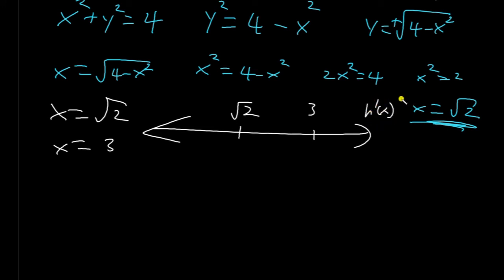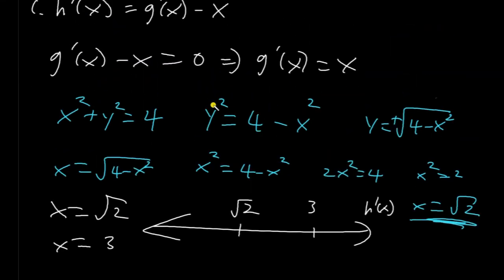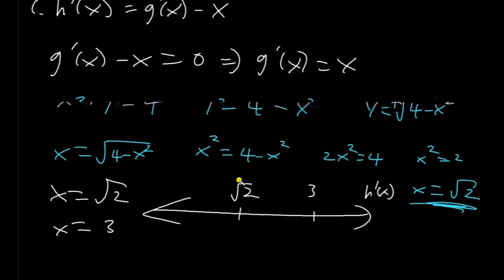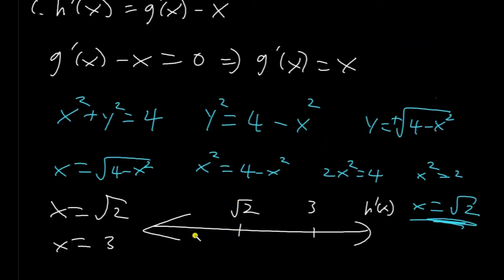And I'm going to plug in different numbers: one that's less than square root of 2, one that's in between square root of 2 and 3, one that's greater. I'm going to plug it into h prime of x, and I'm going to check the sign. That'll tell me what the sign is of h prime of x at that particular point. Okay, so if I plug in a number less than square root of 2, like for example 0, I'll get a positive answer. If I plug in a number in between, I'll get a negative answer. And if I plug in a number greater, I'll also get a negative answer.